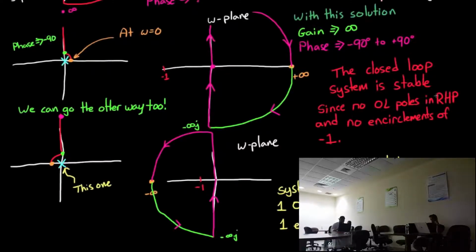Therefore, 0 closed loop poles in the right half plane. Both methods work as long as you keep track of it. It's pretty awesome, huh? So what about an open loop 0 on the imaginary axis?